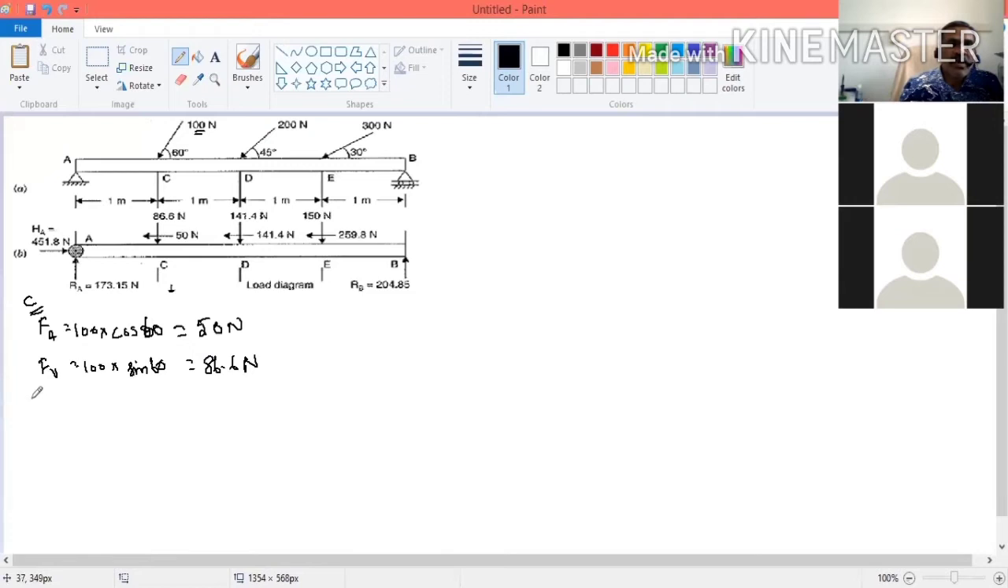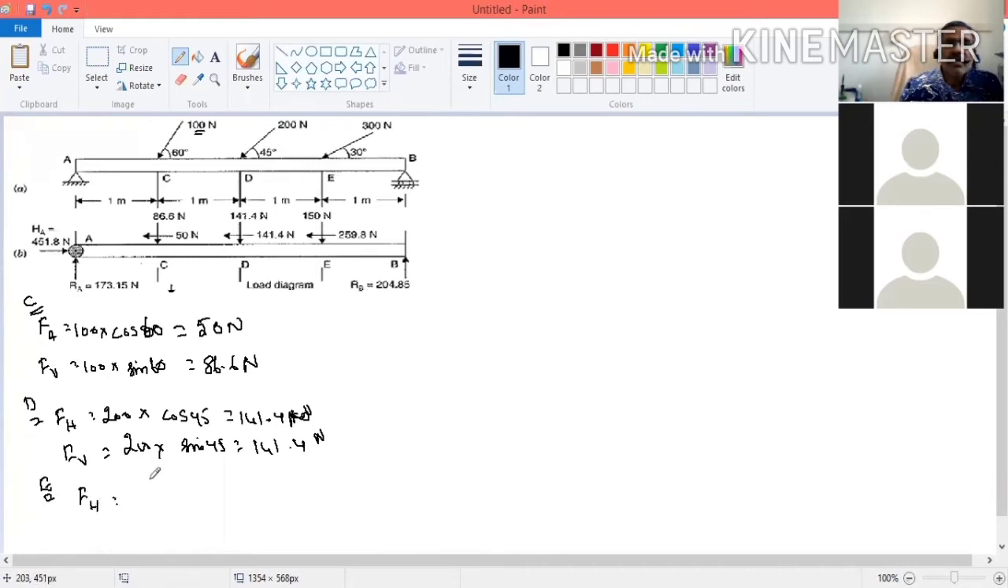Now you take the forces at point D. You find the horizontal force, that is equal to 200 into cos 45 degree, that is equal to 141.4 newton. And the vertical force is 200 into sine 45, that is equal to again 141.4 newton. Similarly, you find the forces at point E. The horizontal force will be 300 into cos 30, that will be equal to 259.8 newton. Similarly, the vertical force is 300 into sine 30, that is equal to 150 newton.